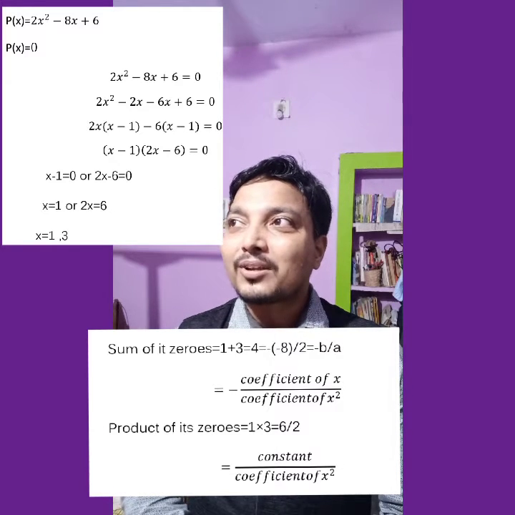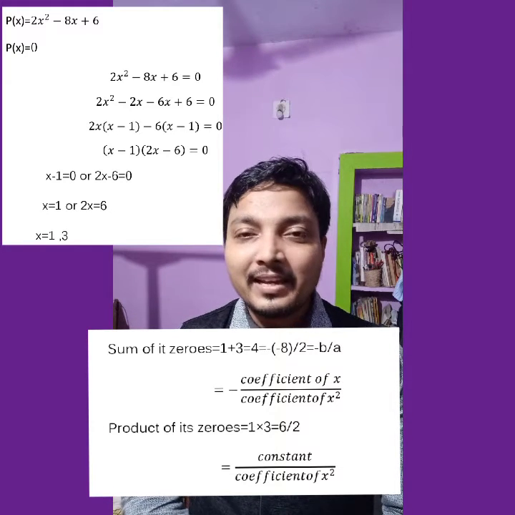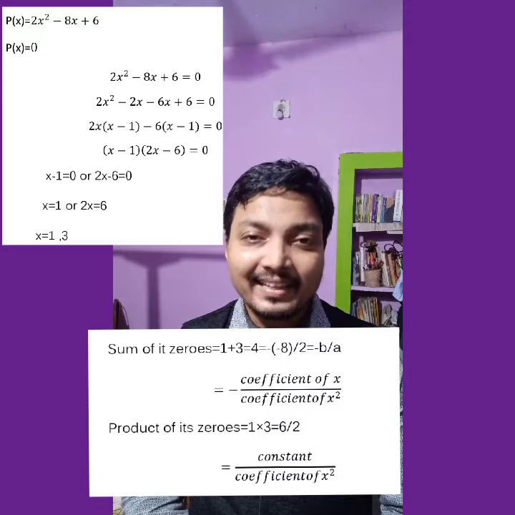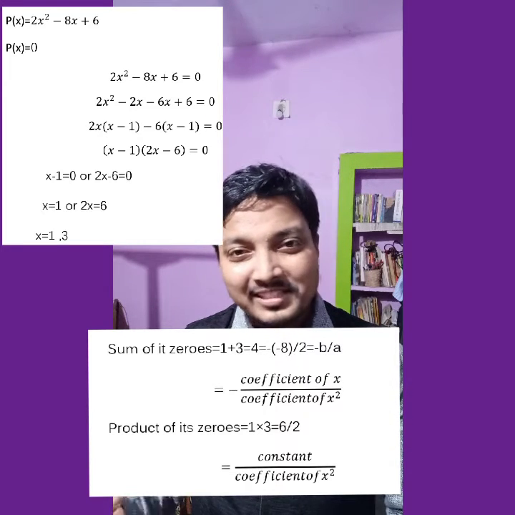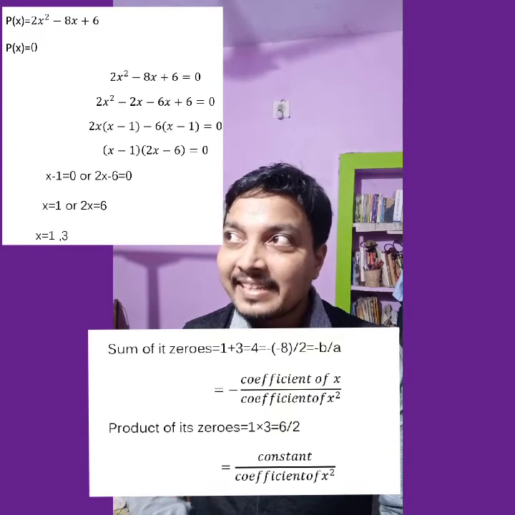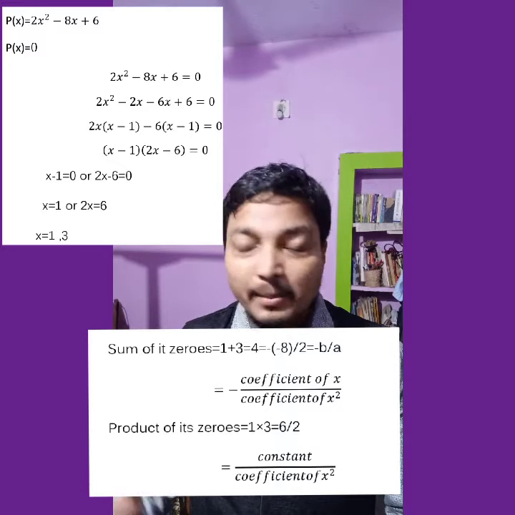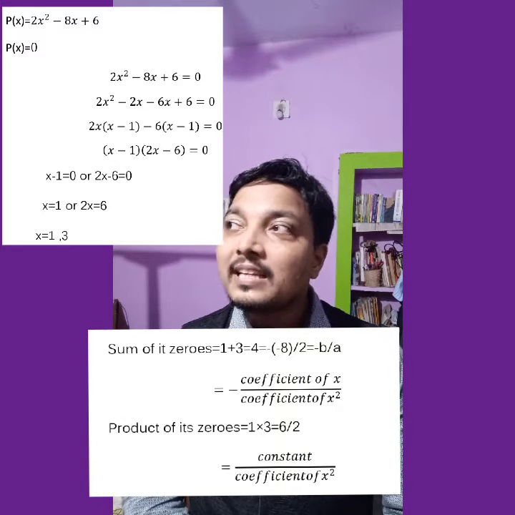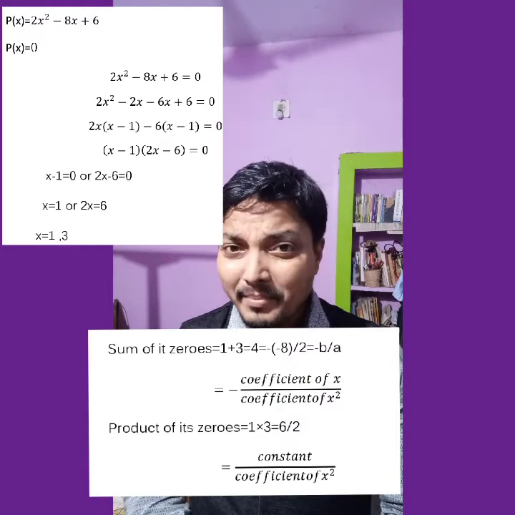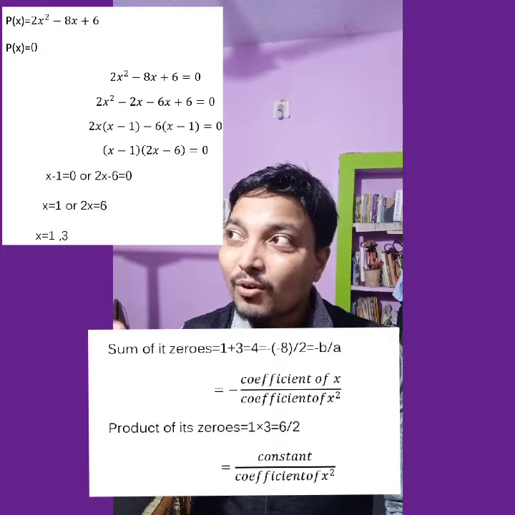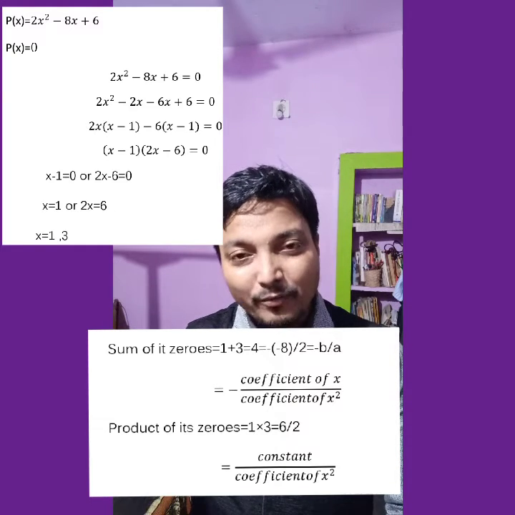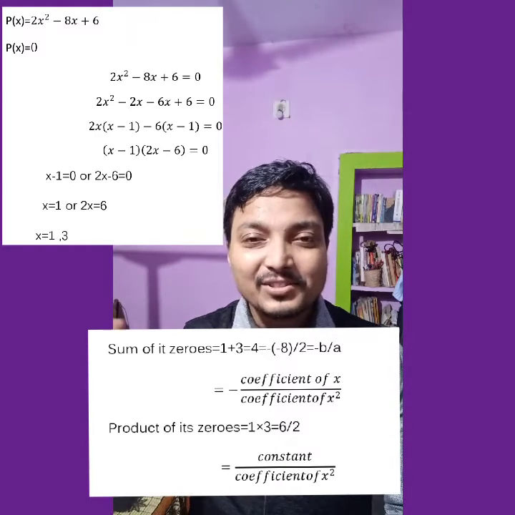Now the product of the 2 zeros of this given quadratic polynomial, 1 and 3, is 1 into 3, which is equal to 3. Also here we see that the product 3 can be expressed in the form c by a. C by a means the constant term divided by the coefficient of x square.